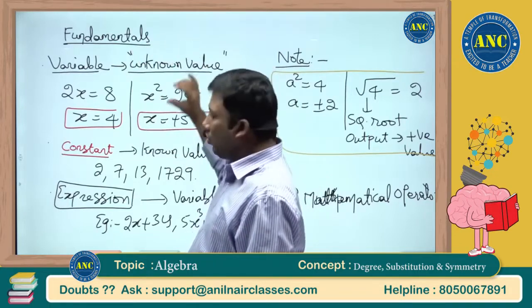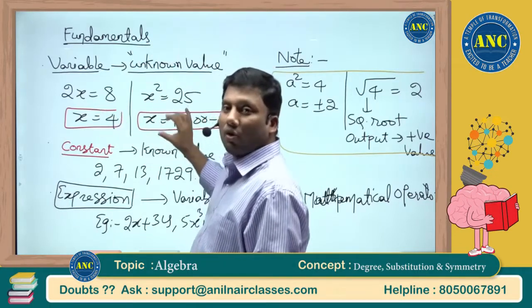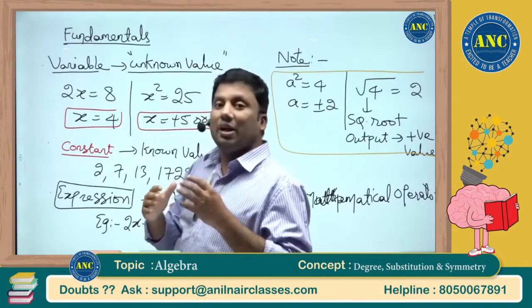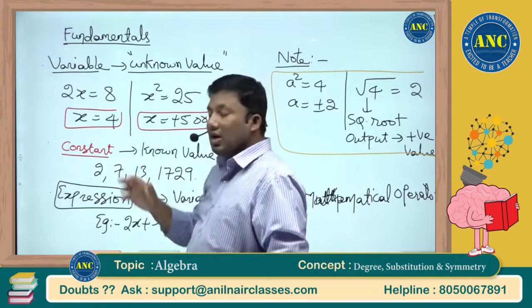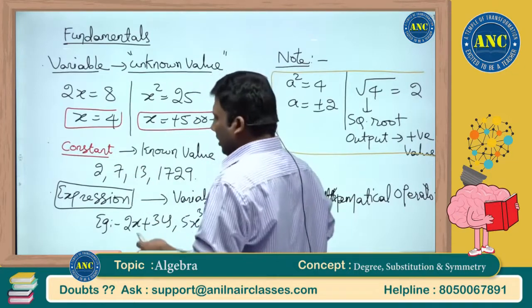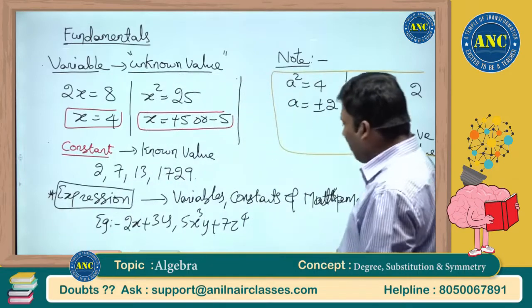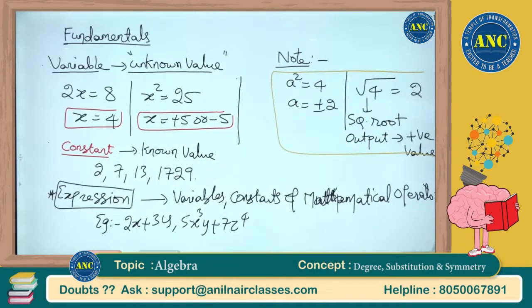Variable, it is an unknown value. Constant, it is a known value. Constant will never change. Variable is a dynamic quantity which changes. Constant is a static quantity. Expression is a way of expressing using variables, constants and mathematical operators.